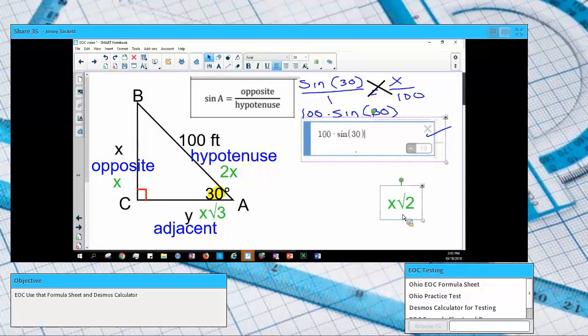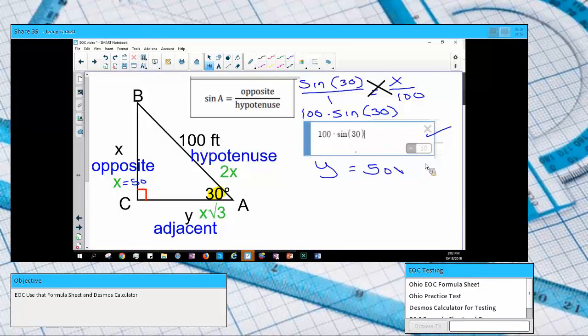Let's look at finding the adjacent side now. The adjacent side is x, which we know is 50, times the square root of 3. So if we have to leave it in radical form, we're in radical form. You could say, but I could use the Pythagorean theorem. And you could.